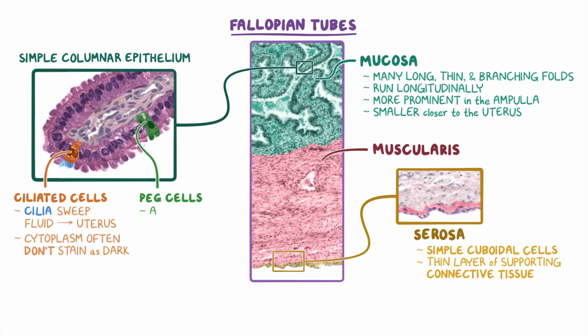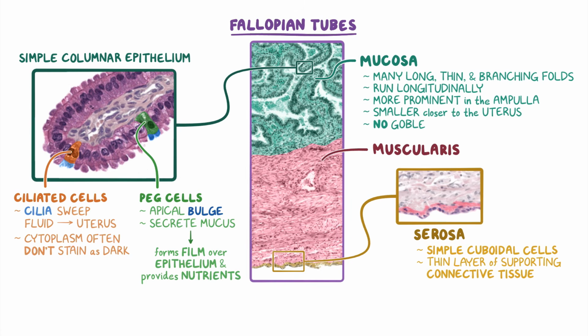Each PEG cell has an apical bulge that literally looks like a peg that's protruding into the lumen. These cells secrete a mucus that forms a film that covers the epithelium and provides nutrients for the ovum or fertilized zygote. Unlike many other tubular tissues, there are no goblet cells or glands in the mucosa of fallopian tubes.